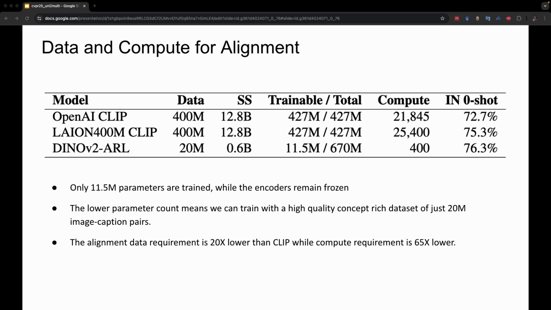We only train 11.5 million parameters while keeping the encoders completely frozen. This allows us to use a high-quality 21 million pair dataset, which is 20 times smaller than what's used for from scratch training of clip. Overall, our approach is 65 times more compute efficient, and this low cost enables greater flexibility in real-world applications by simply swapping out the encoders.